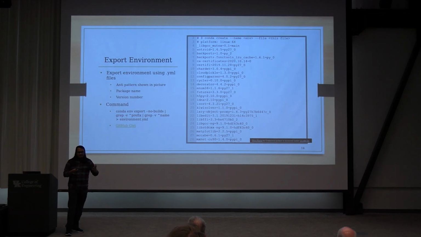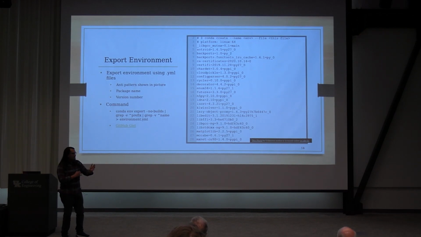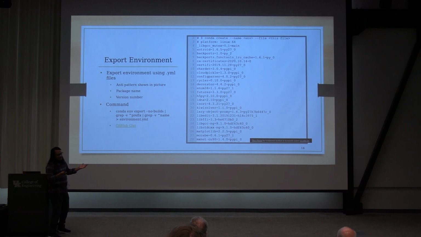So basically, if you have something like that, then when you want to install this environment on another machine, it will give you a lot of problems. You'll see errors like, did not find this, did not find that. So how do we do that?